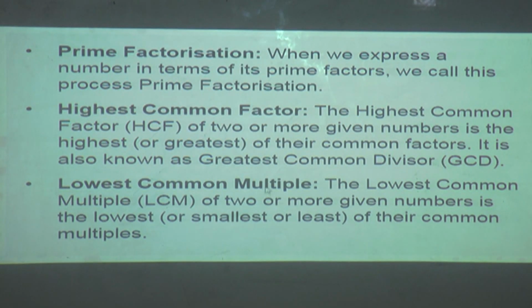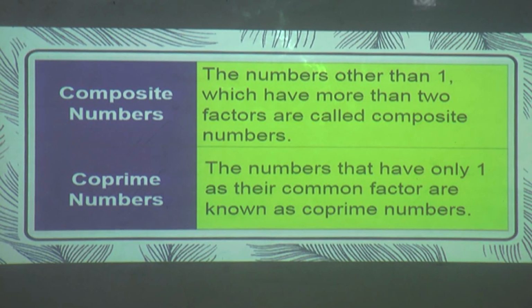Lowest common multiple. The lowest common multiple of two or more given numbers is the lowest or smallest or least of their common multiples. Let us see a few important definitions. Composite numbers. A number other than 1 which has more than 2 factors is called a composite number. Co-prime numbers. The numbers that have only 1 as their common factor are known as co-prime numbers.